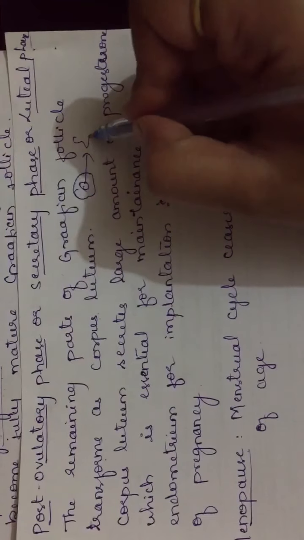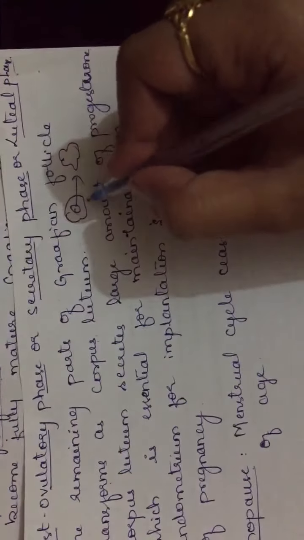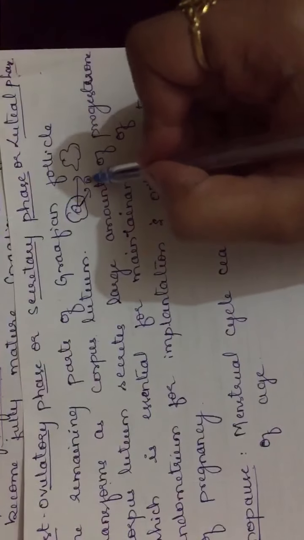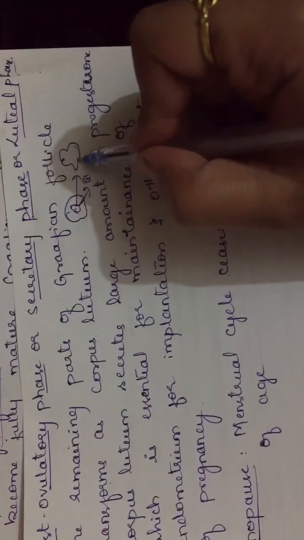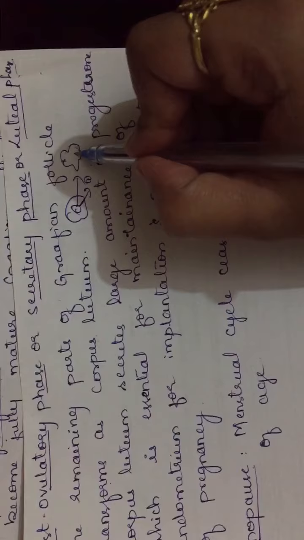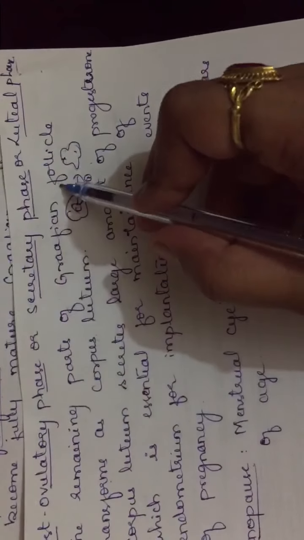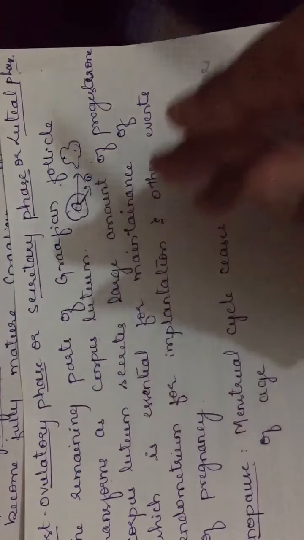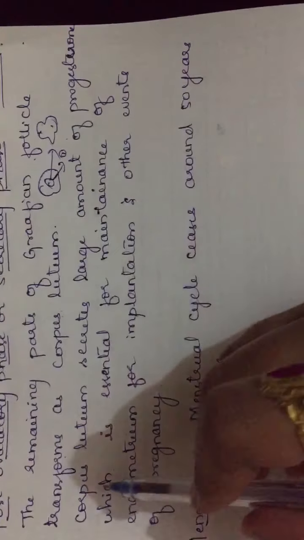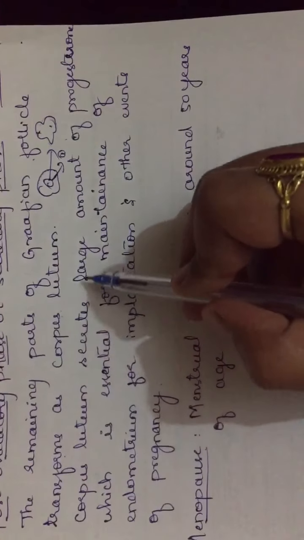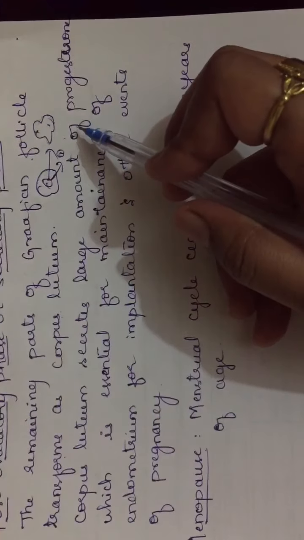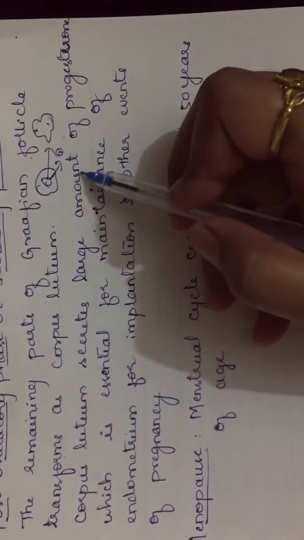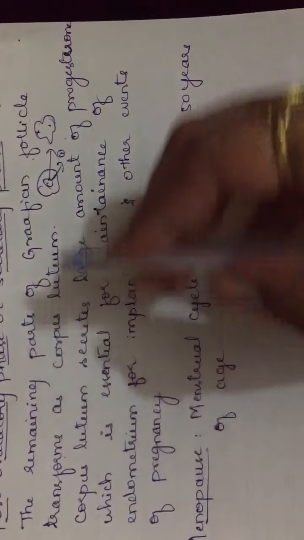Now what will be left? Only the outer part. The ovum is outside here, it has entered into the fallopian tube. Now what part is left out? That we call the corpus luteum. The remaining parts of a Graafian follicle transform into a corpus luteum. Now this corpus luteum is going to secrete a large amount of progesterone. What is progesterone?